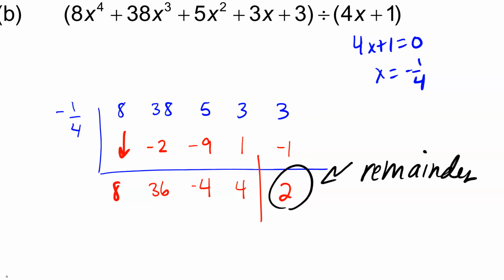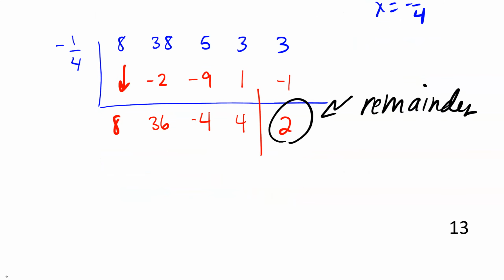So imagine how long this would have taken us if we did long division. Look at that, synthetic, so fast, amazing. So I'm going to rewrite it. Since we had an x to the 4th term, we'll start with x to the 3rd.